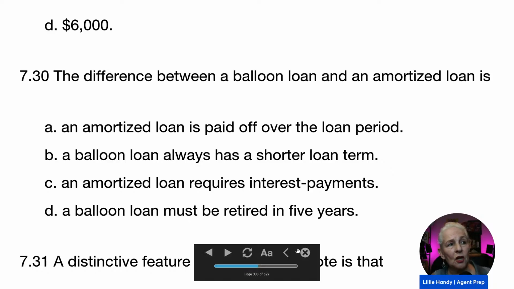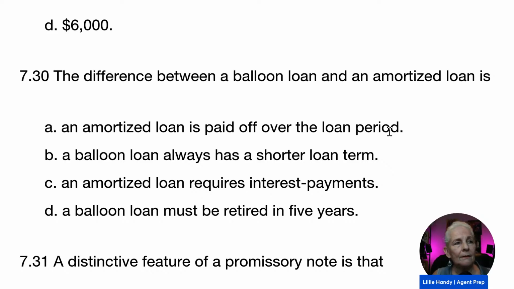An amortized loan is paid off over the loan period. Typical loans are 30 years.